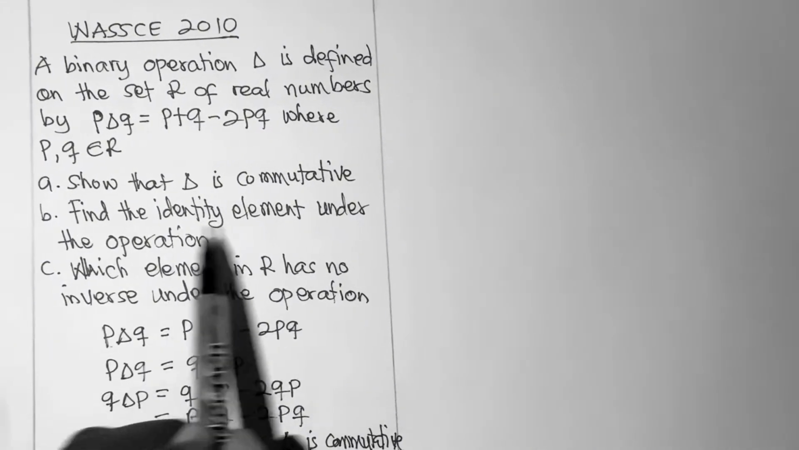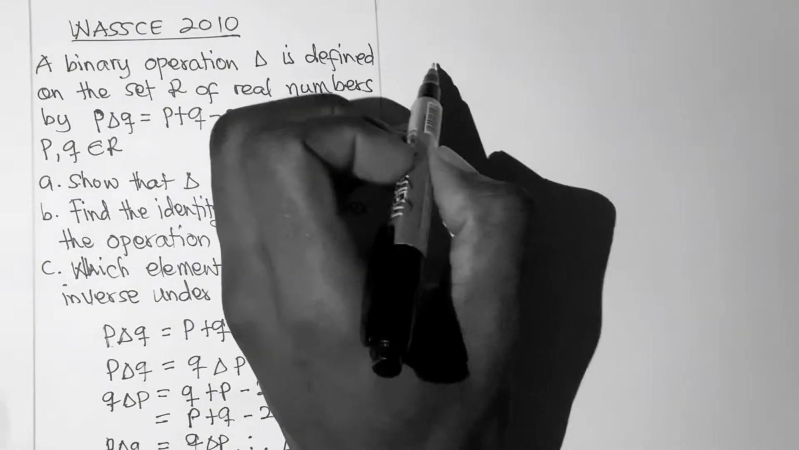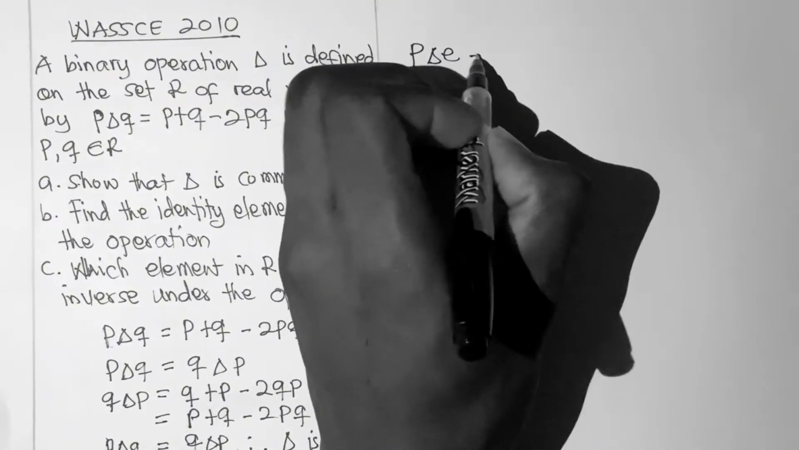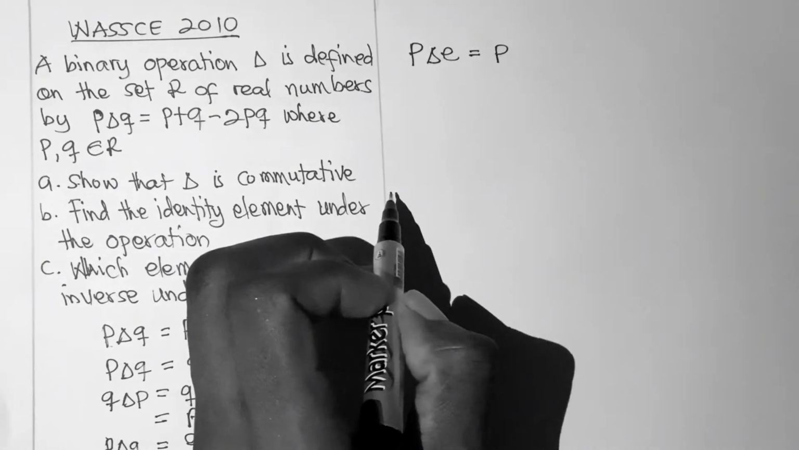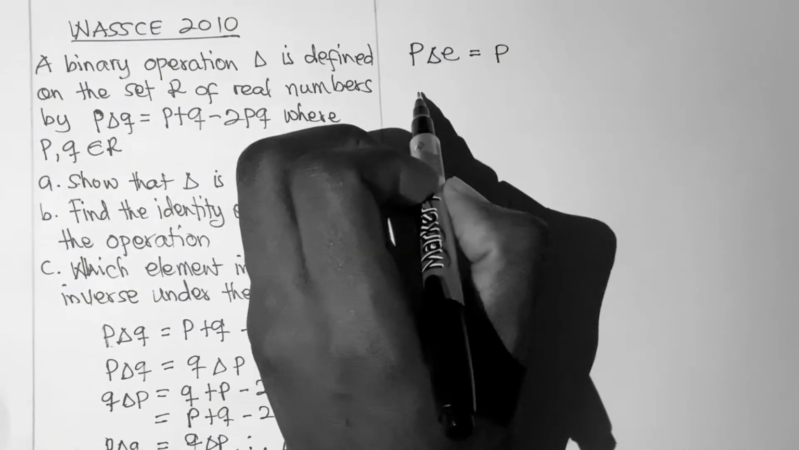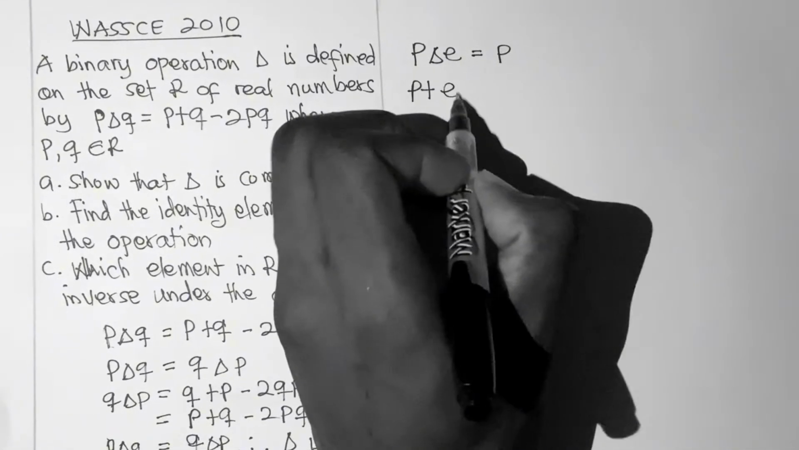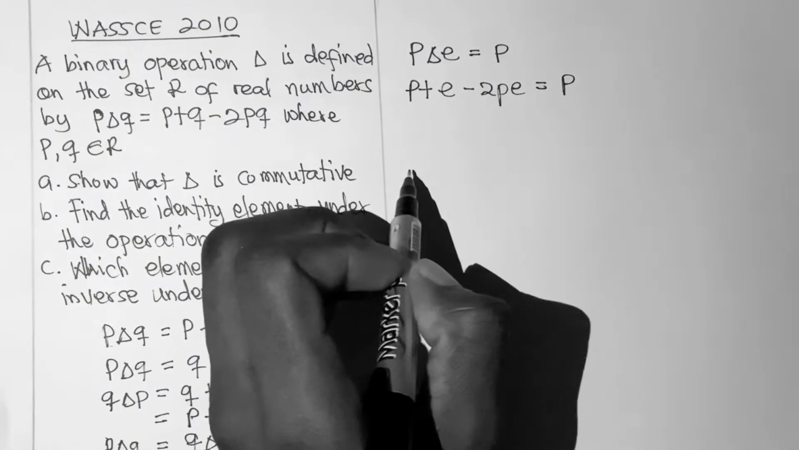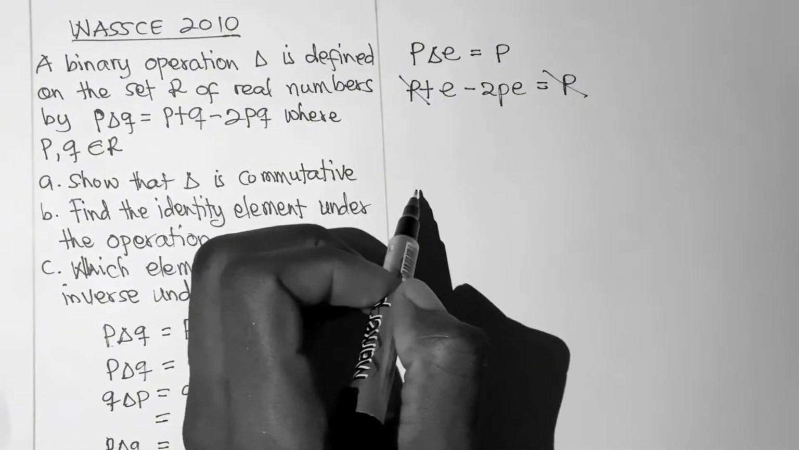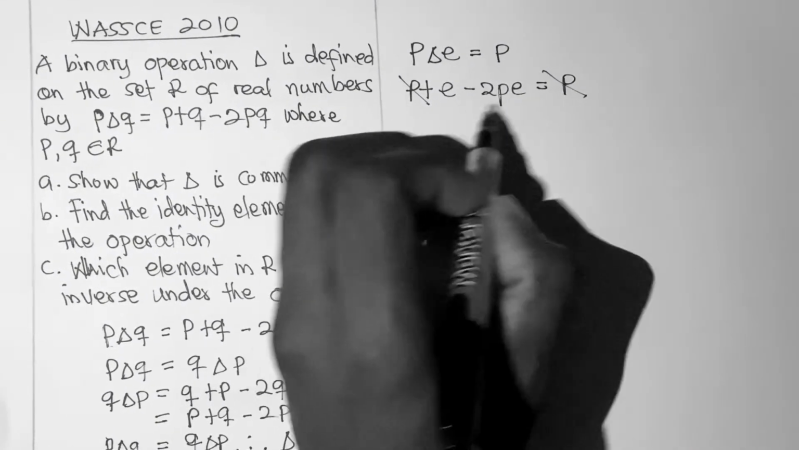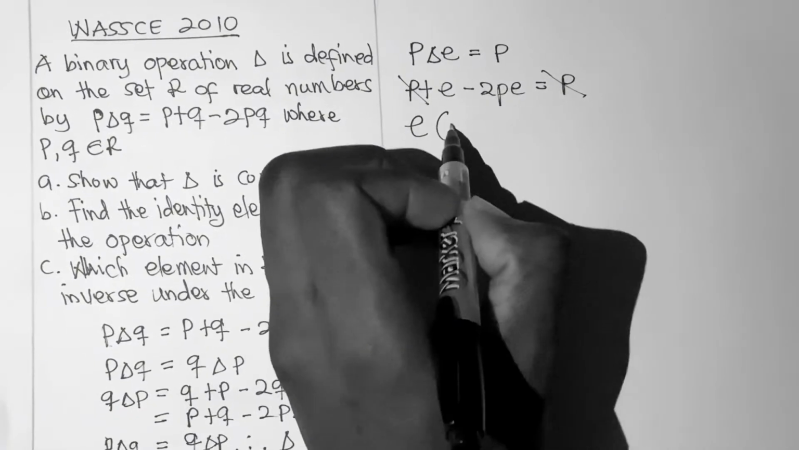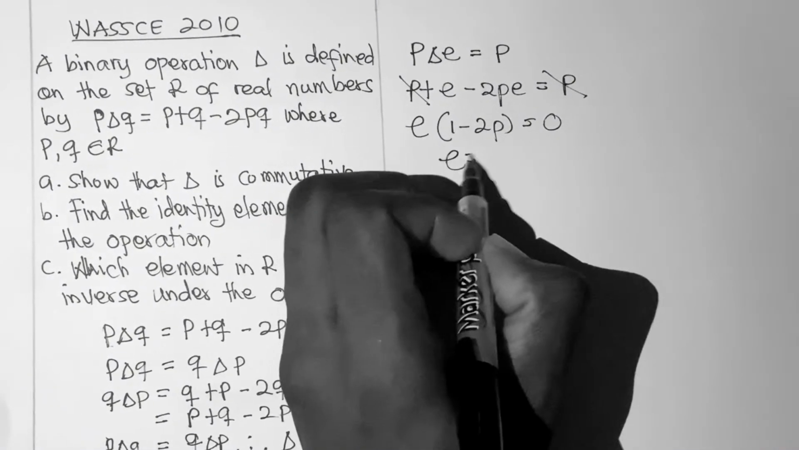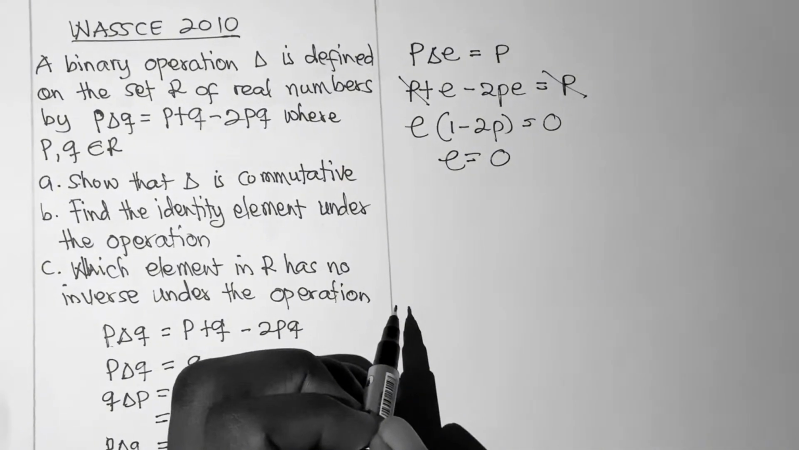The second part says we should find the identity element. Now, for the identity element, P operation the identity element must be equal to P. So let's find P operation the identity element. That is P plus E minus 2PE should be equal to P. So you see that this P and then this P can cancel out. If we factorize E out, we are left with E times (1 minus 2P) equals 0. So you see that outright, the identity element is equal to 0.